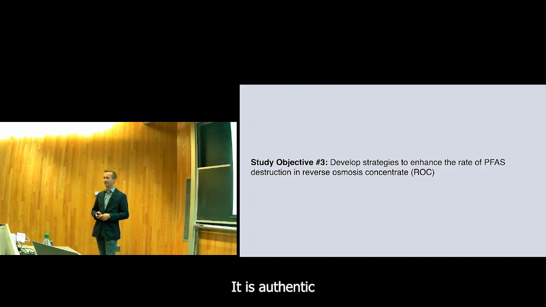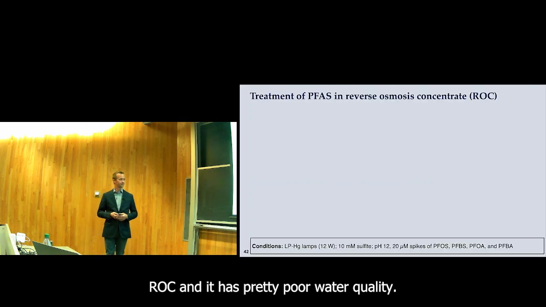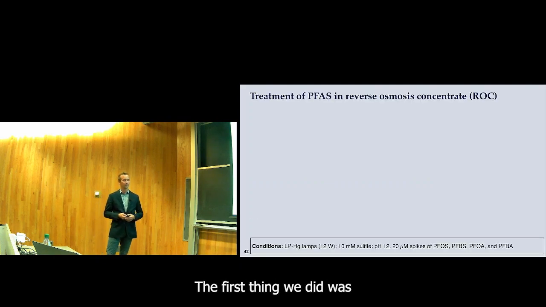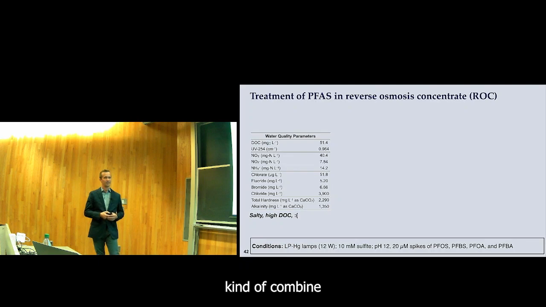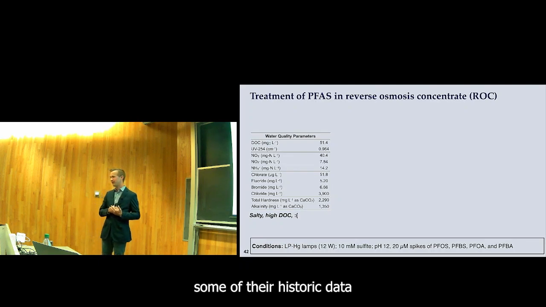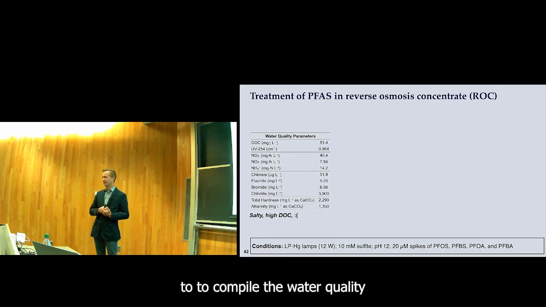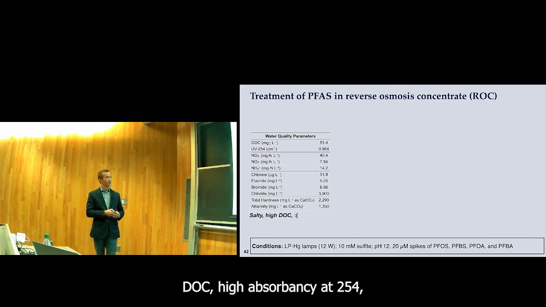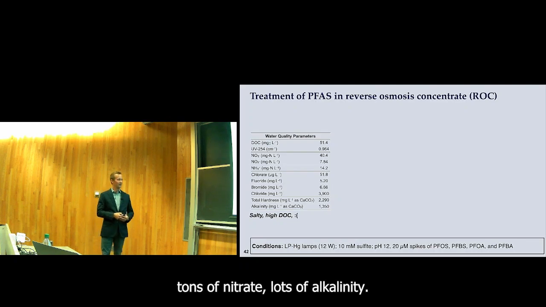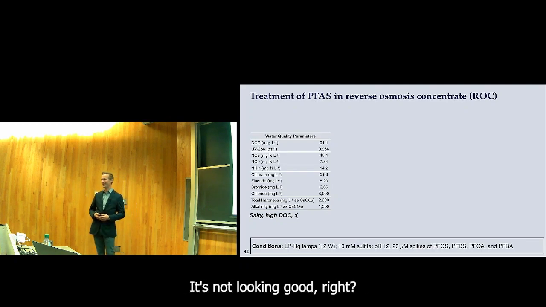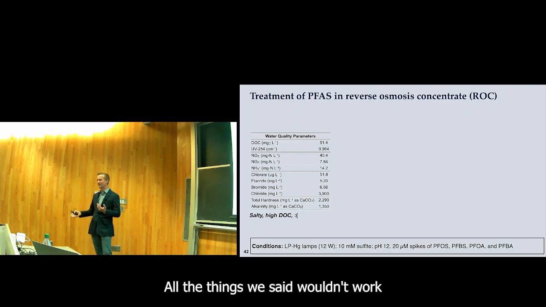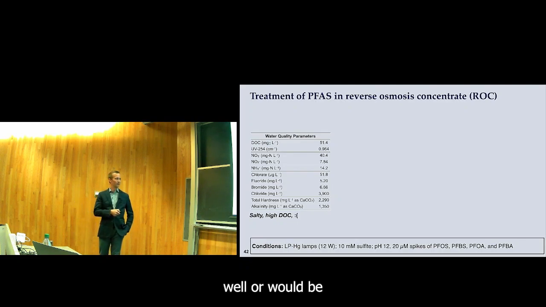It's authentic ROC, and it has pretty poor water quality. So what do we do? The first thing we did was combine some of their historic data with our own measurements to compile their water quality. And the take home is that it's high DOC, high absorbance at 254, tons of nitrate, lots of alkalinity. It's not looking good, right? All the things we said wouldn't work well or would be difficult are present here.